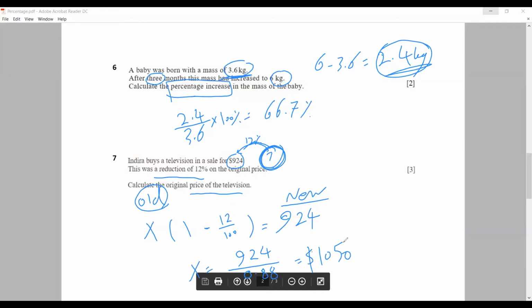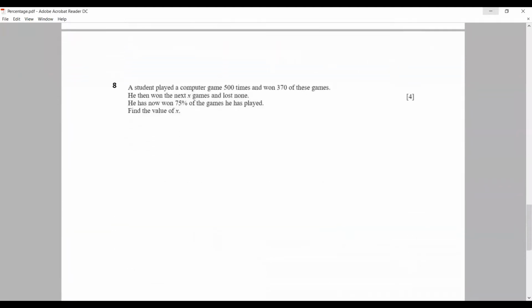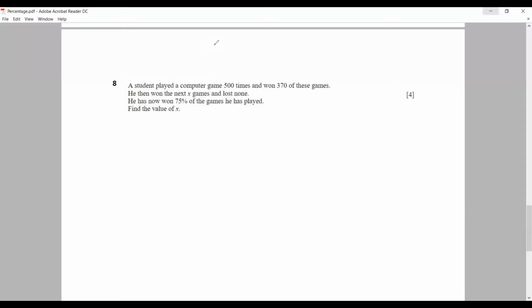All right. So moving on to the last question, and that carries 4 marks, as you can see, compared to the previous question, it carries more marks. So a student played a computer game 500 times. Wow. I don't think I have played that much of a game. Was it in one day? No, it's not mentioned here. And won 370 of these games. He then won the next X games and lost none.